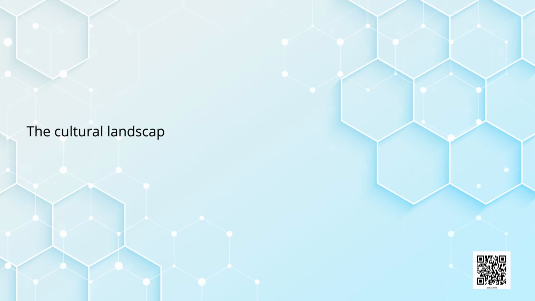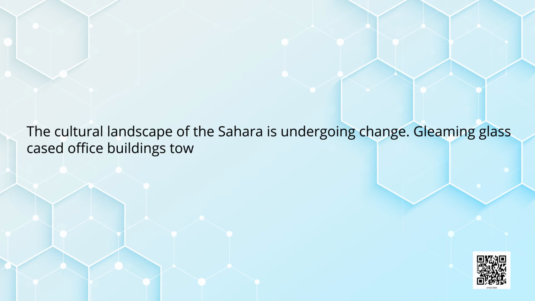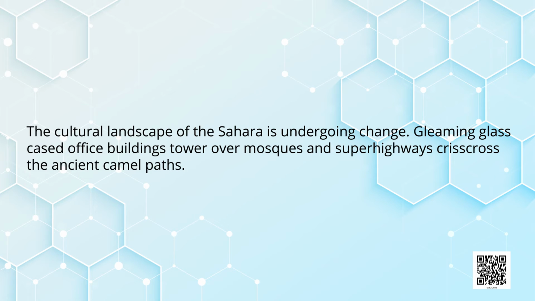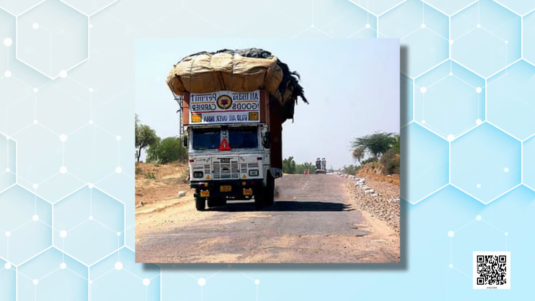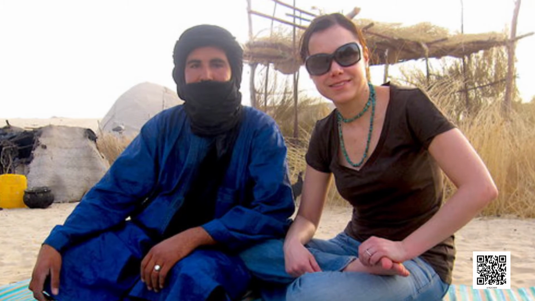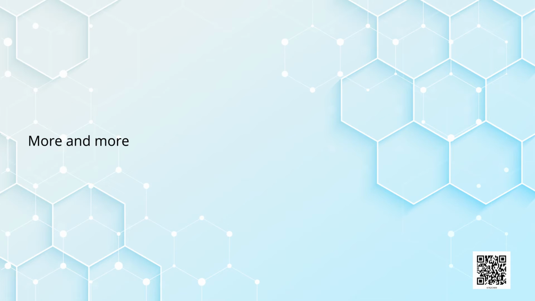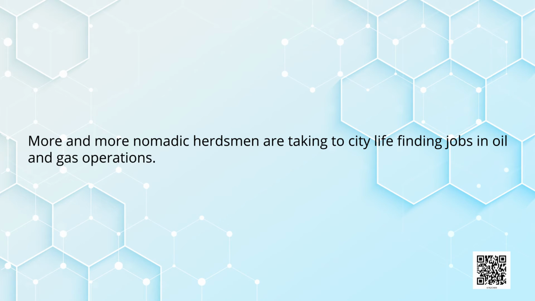The cultural landscape of the Sahara is undergoing change. Gleaming glass-cased office buildings tower over mosques and superhighways crisscross the ancient camel paths. Trucks are replacing camels in the salt trade. Tuaregs are seen acting as guides to foreign tourists. More and more nomadic herdsmen are taking to city life, finding jobs in oil and gas operations.